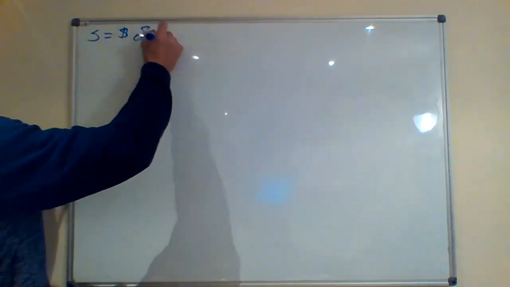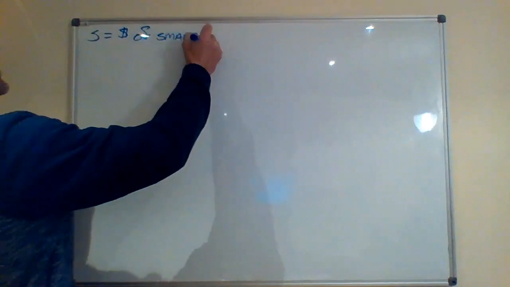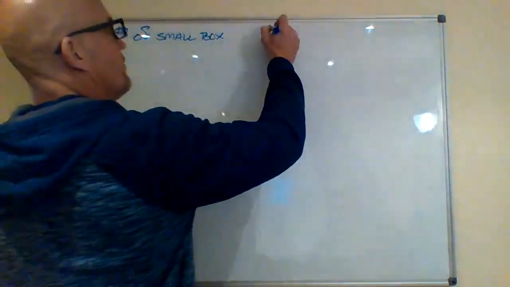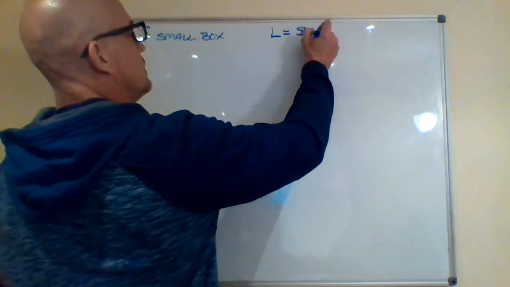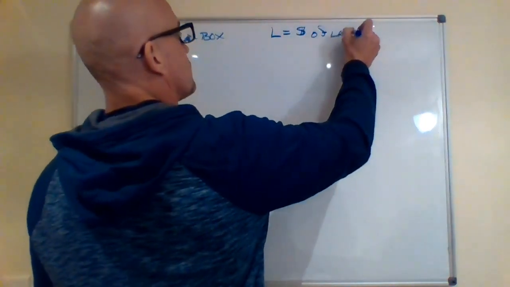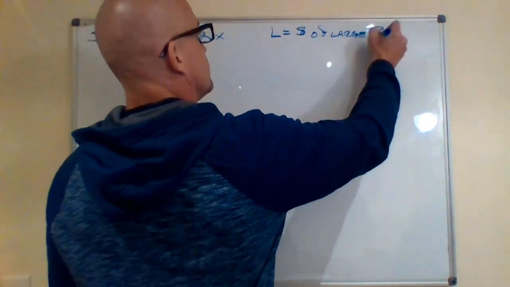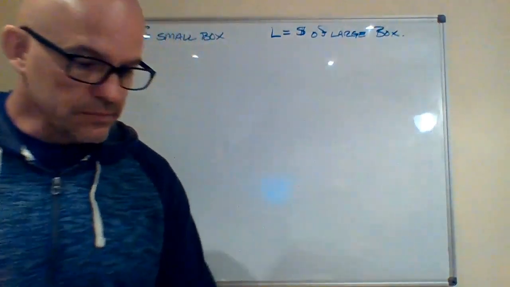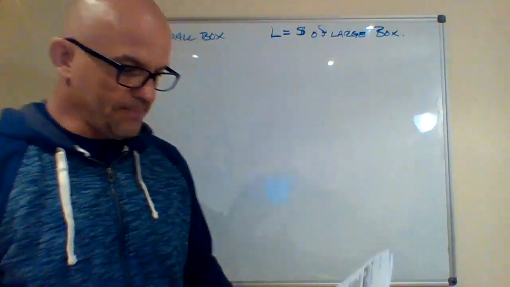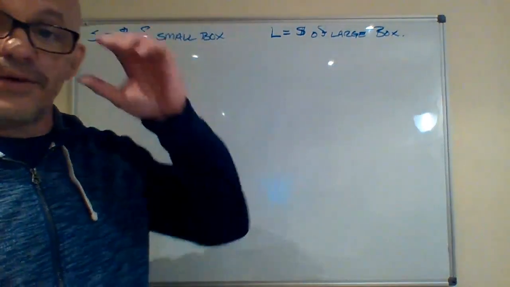So again, 2 unknowns: the cost of the small box of apples and the cost of a large box. So S and L, small and large. So S is the cost of a small box, and we'll have L equal the cost of a large box. So, 2 scenarios. We've got Earl and Pete. Those are our 2 scenarios.